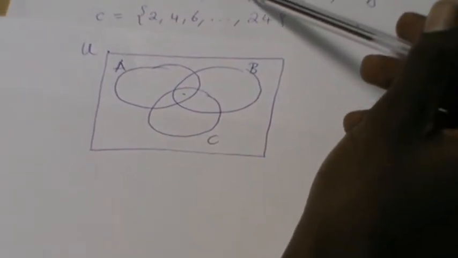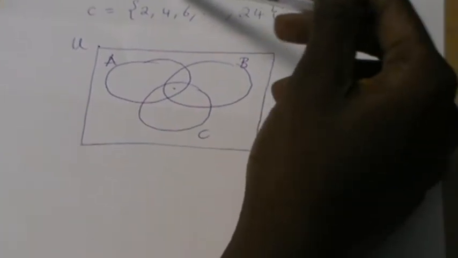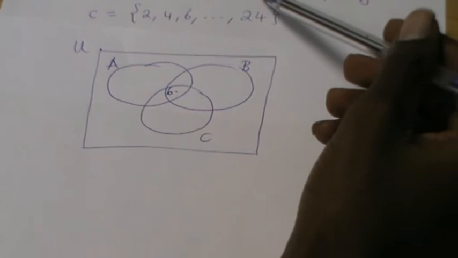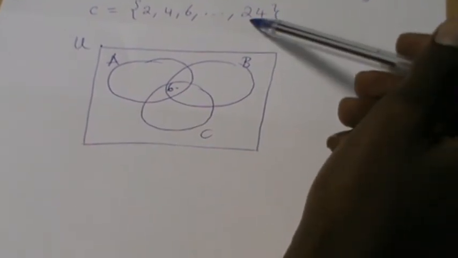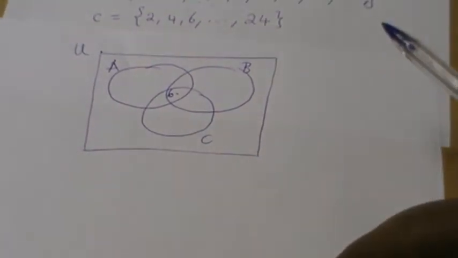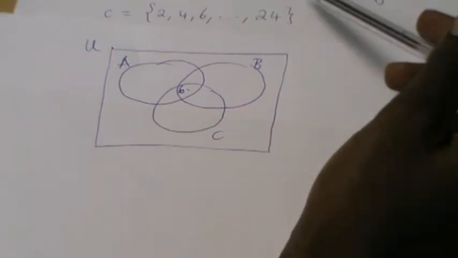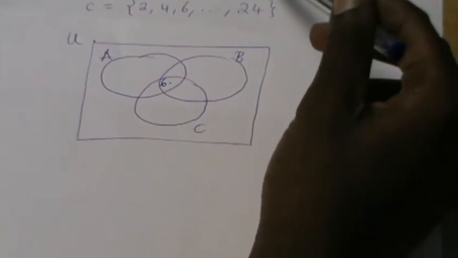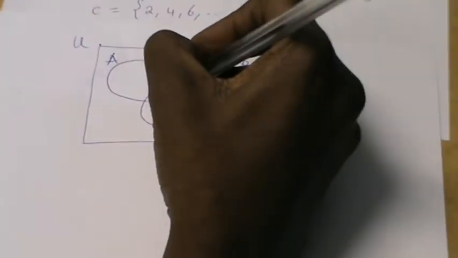No, 6 is here, it's there, and it's also there, so 6 is going to go there. Then I have 10. I know 10 will be a multiple of 2, but it's not a multiple of 3. And I have 12. 12 is also a multiple of 2, and it is a multiple of 3, so I have 12 as well.